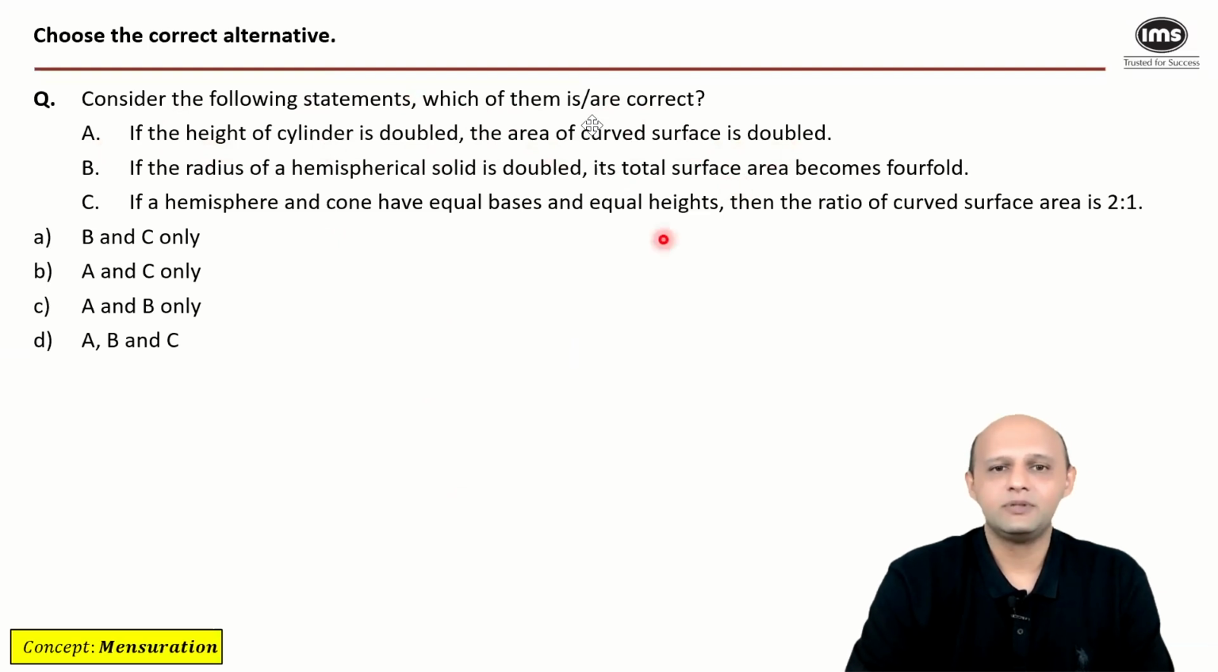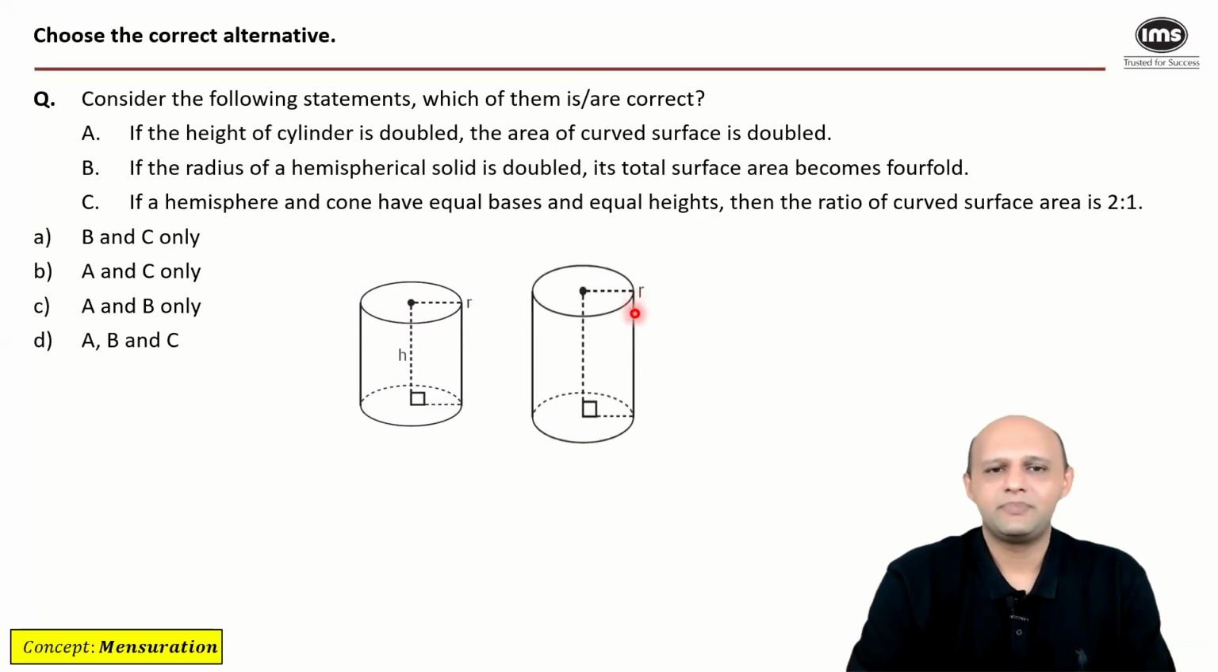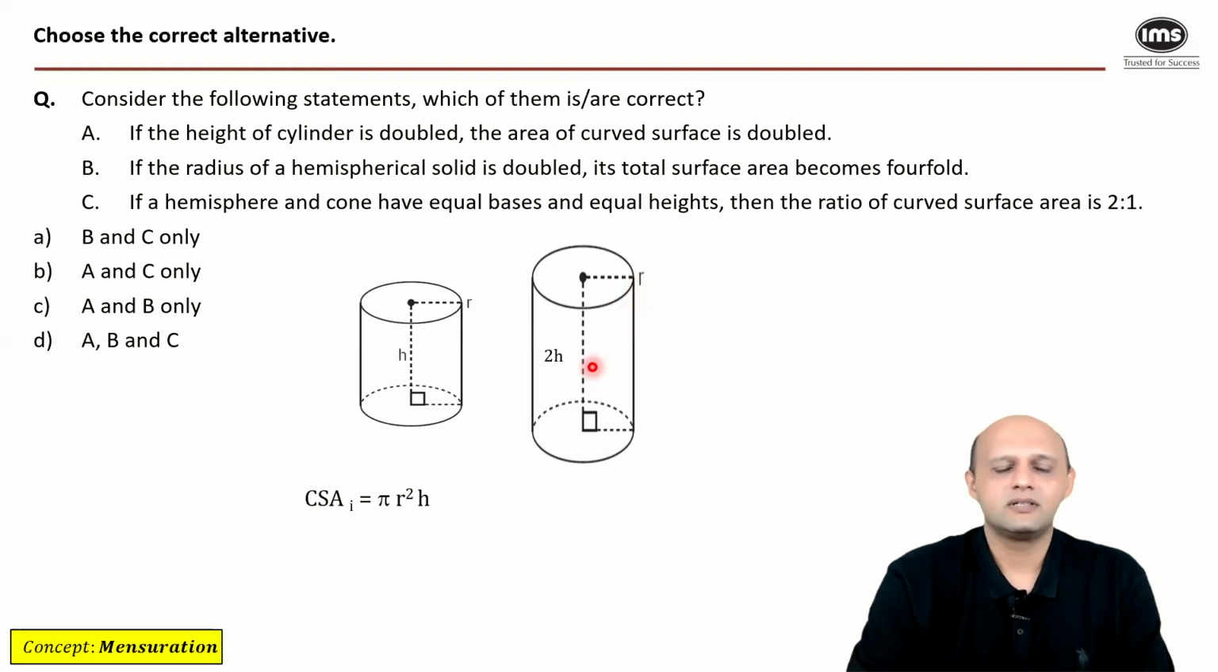What will definitely help you in such cases is knowing the formulas, friends. Otherwise, if you sit and try to arrive at the formula, that's going to take you that much more time. So know your formula as well. What has happened here is the height has doubled. So if the height is doubled, what is the curved surface area of a cylinder? Pi r square h. What would be the final curved surface area of this cylinder? It would be pi r square times 2h.